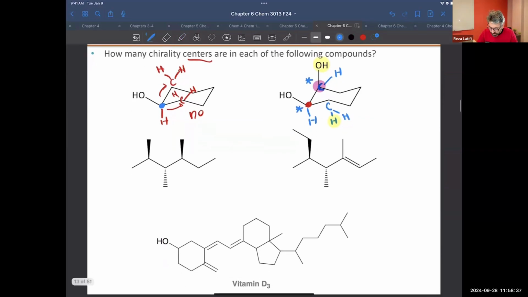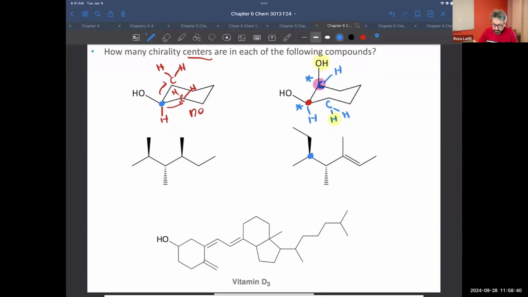What else? Let's check this. We see ethyl, methyl, and the entire of this substituent, and the last one is hydrogen. So do we have a stereocenter? Yes, we do have a stereocenter. So let's show it by a dot. There is a stereocenter there. Okay, another one.